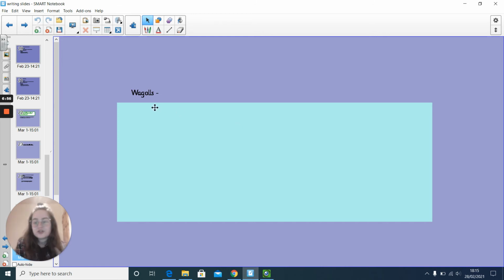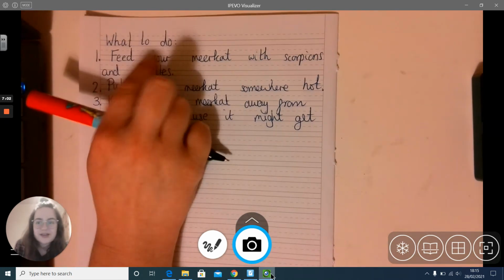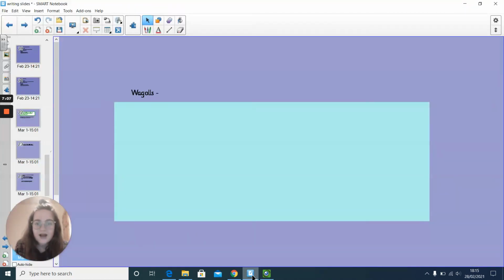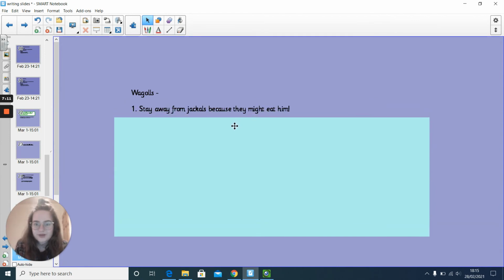Remember, we have our what to do section at the top. Like on my piece of paper just here, we have the what to do subheading, because we're telling them what to do with their meerkat. And there are some more ideas down here, and all my steps are numbered. 1. Stay away from jackals because they might eat him. Where's the imperative verb in that sentence? That's right, it's the word stay. It comes first and it's a doing word.